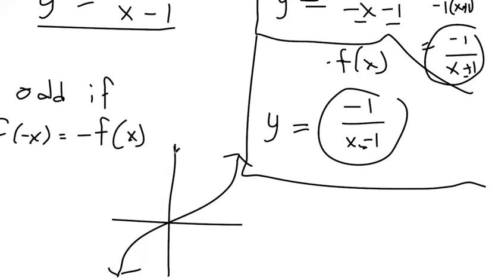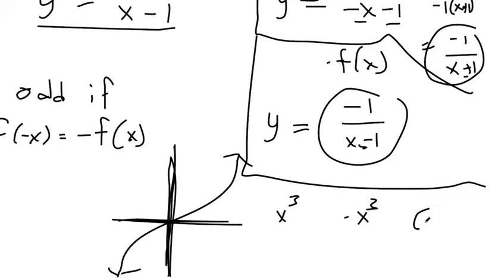So fold it like a piece of paper on the y-axis, and then fold it again across the x-axis, and it should make the same shape. And this one does. This is x to the third. Okay, x to the third is odd because if you multiply the entire outside function by negative 1, you get negative x to the third.